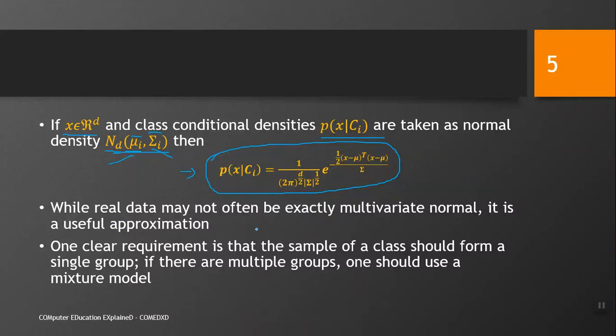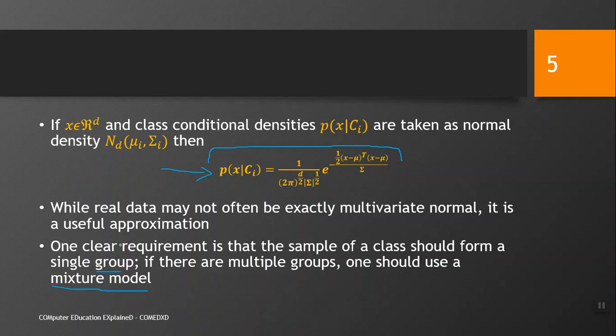While real data may not often be exactly multivariate normal, it is a useful approximation. What it says is that whenever we have to solve a machine learning problem and we are concerned about the assumptions of the density of the data in hand, it is a better choice that we assume the data in hand is univariate or multivariate normal. One clear requirement is that the sample of a class should form a single group. If there are multiple groups, one should use a mixture model.